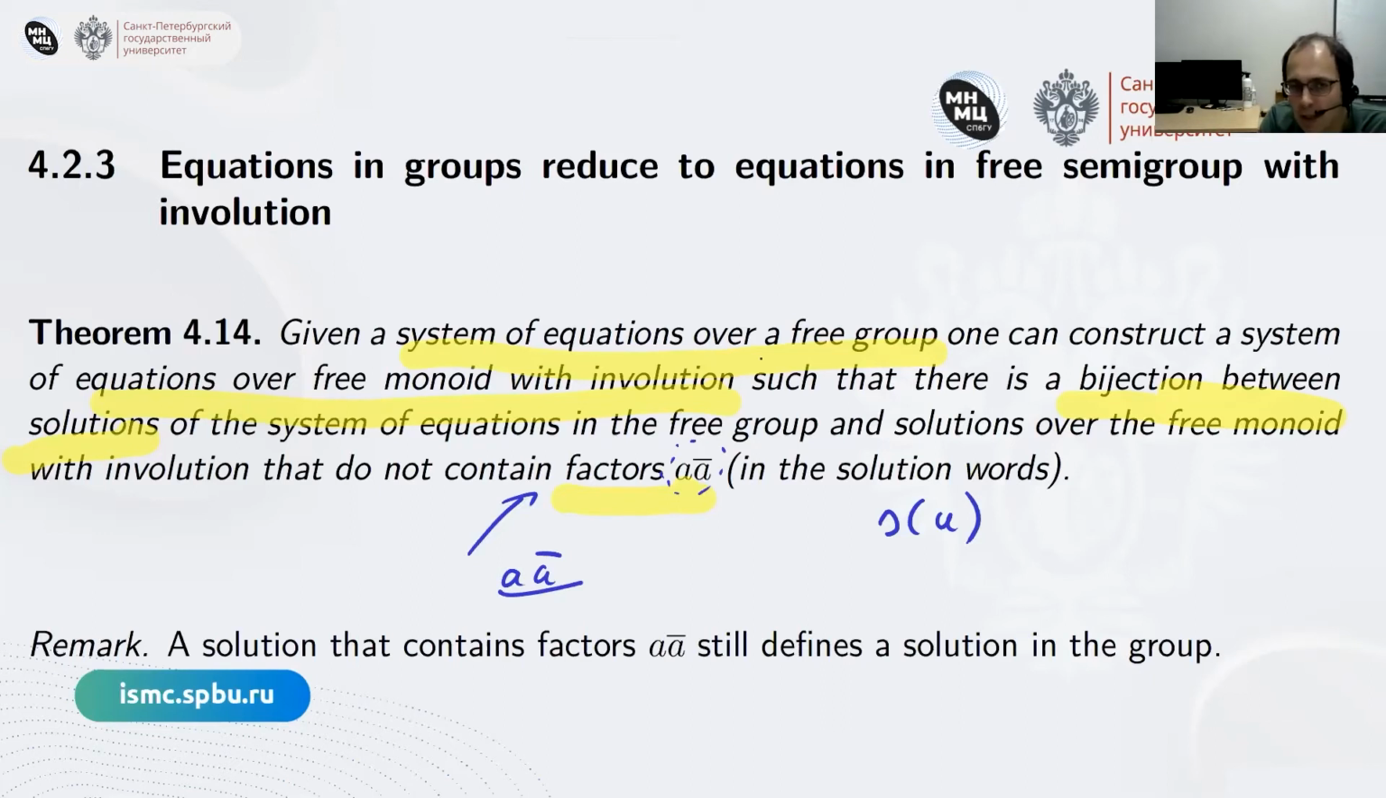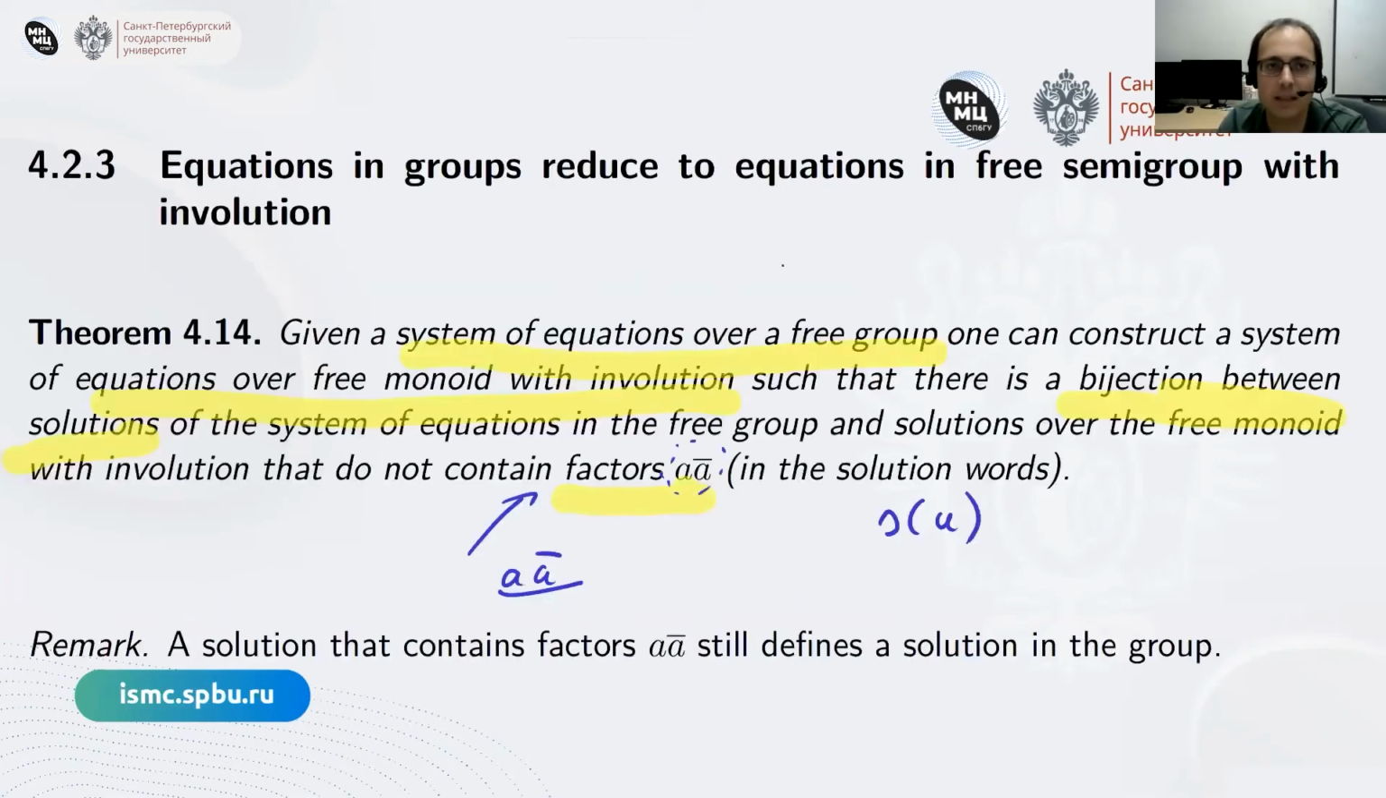So it could be that if we have a solution of this in the free semigroup, then this is also a solution over the free group, but it's not necessarily the other way around. So the difficulty in the construction is in the other direction. If there is a solution over the free group, then we should be able to construct a corresponding solution over the free monoid with involution.